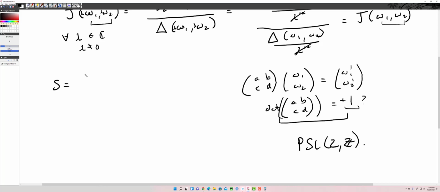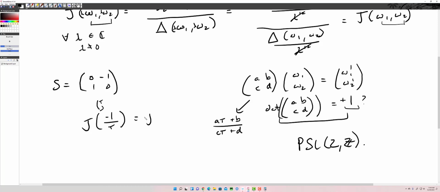One of them is S, and it looks like this. You could do this in your head. 0 times 0, 0. Minus 1 times 1, that's 1. So the determinant here is 1, so it's definitely in this group. And if we apply this as a Möbius transformation, A tau plus B over C tau plus D, then the effect this is going to have on tau is minus 1 over tau. And what we find is that J of minus 1 over tau just equals J of tau.